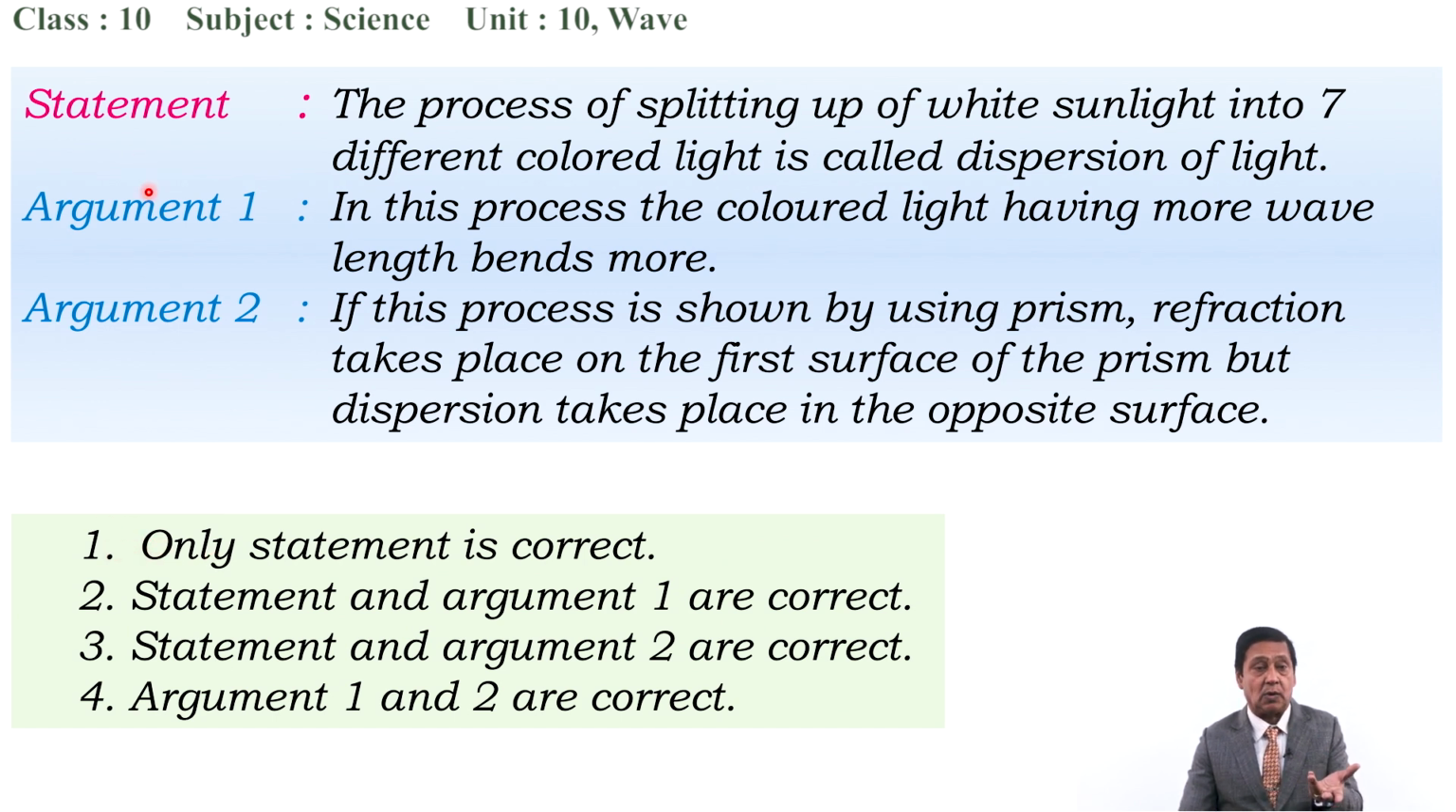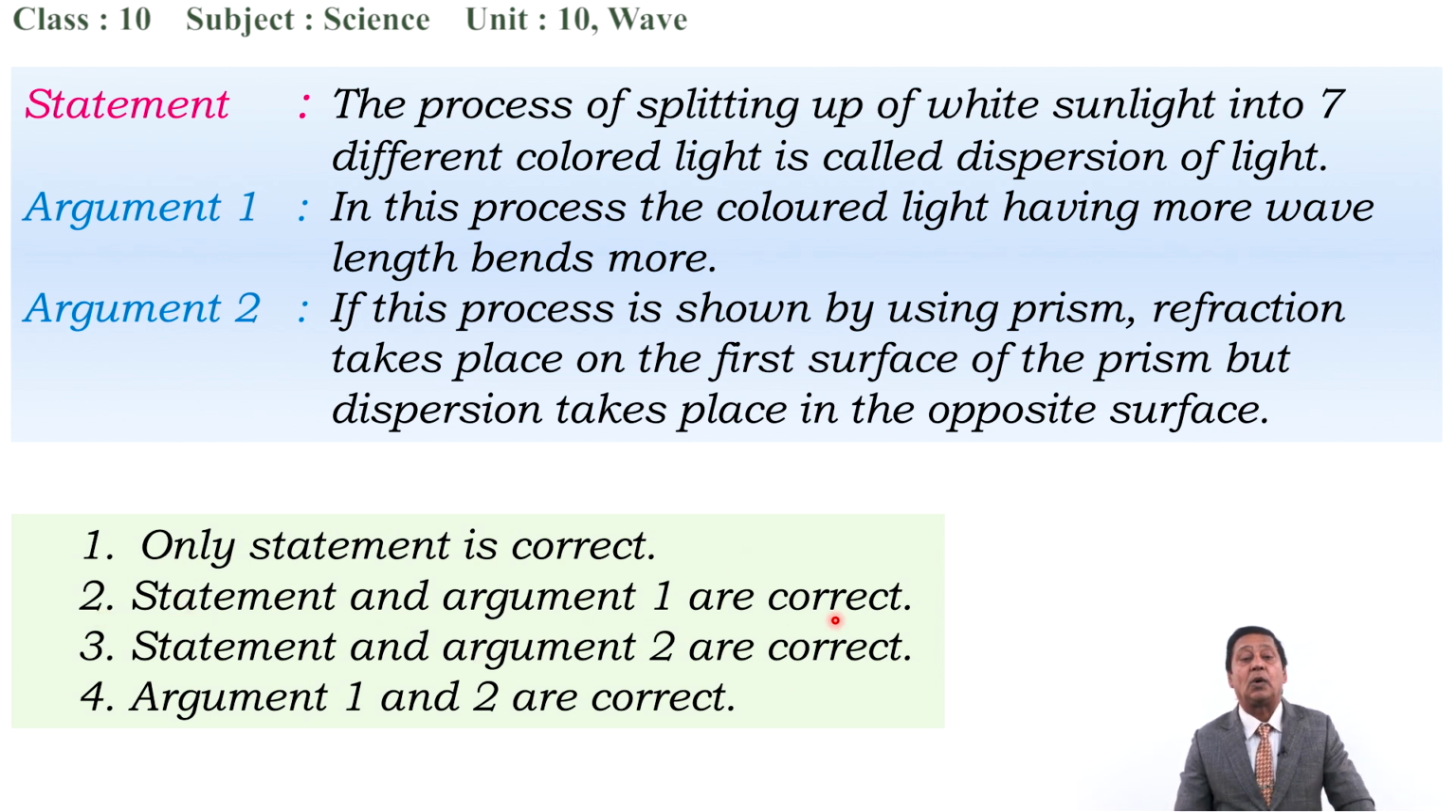Maybe argument 1 or argument 2 is also correct. At that time we have to change our decision. That's why this point is suspended. The first option is suspended. May be correct, may not be correct. We have to go through argument 1 and 2, then only we can decide. Okay, let's have the second option.